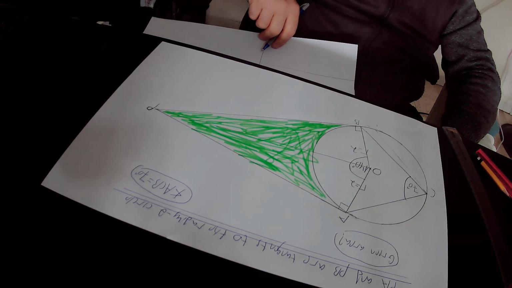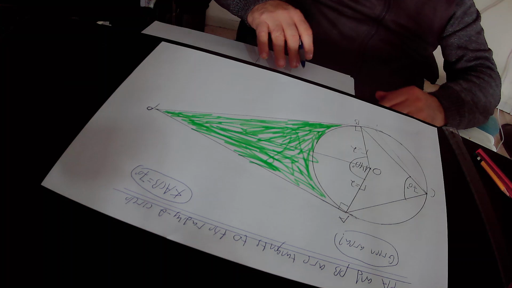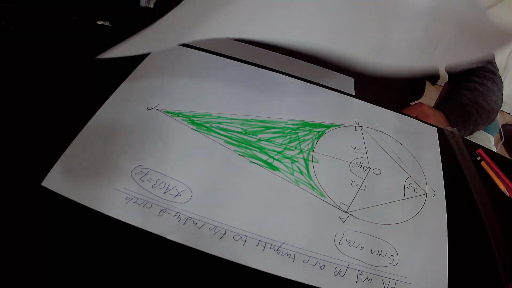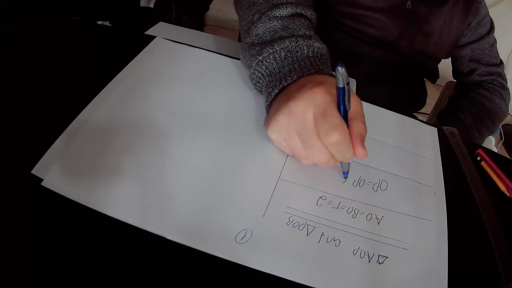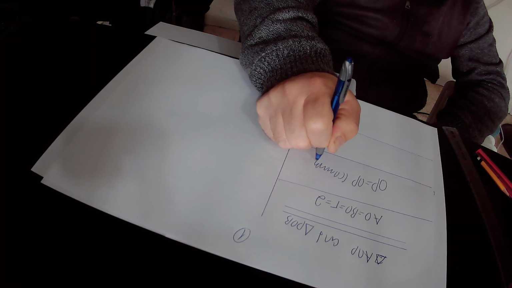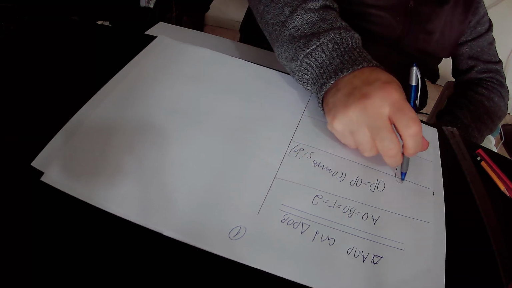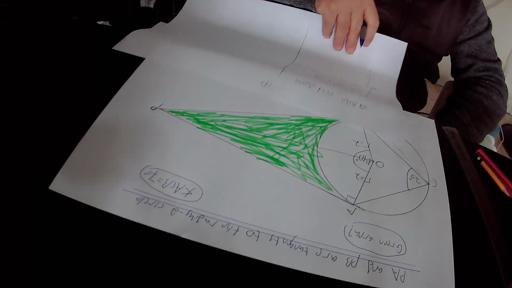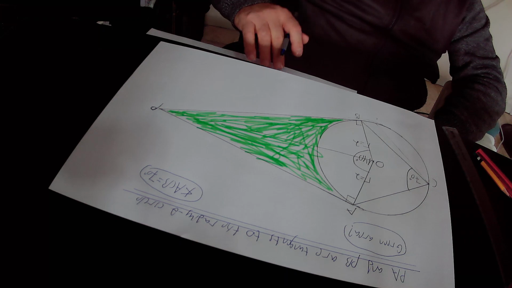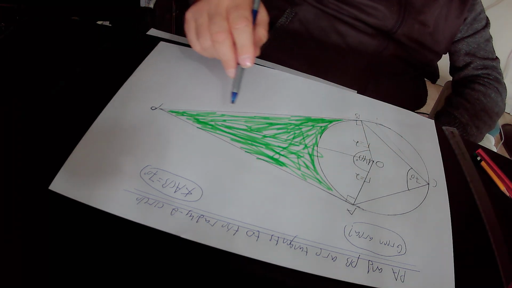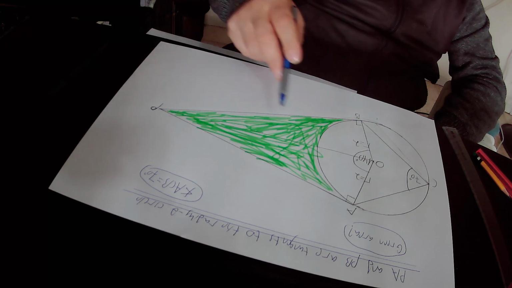In addition, side OP is a common side that belongs to both triangles, so I can write down that OP equals itself as a common side. And finally, side AP in the right triangle AOP is equal to side BP in the right triangle BOP.